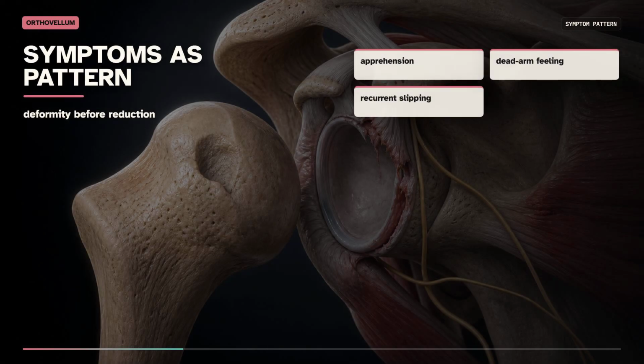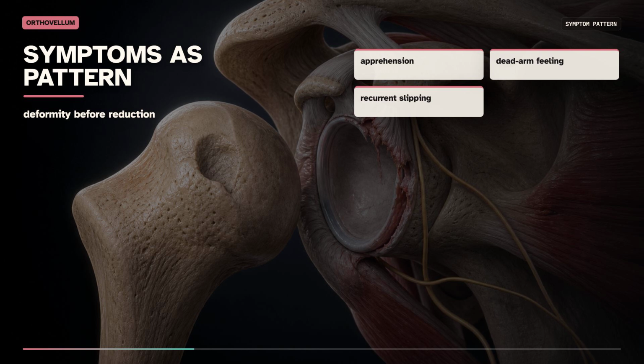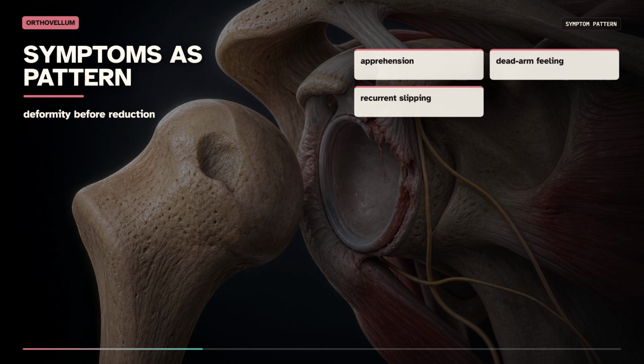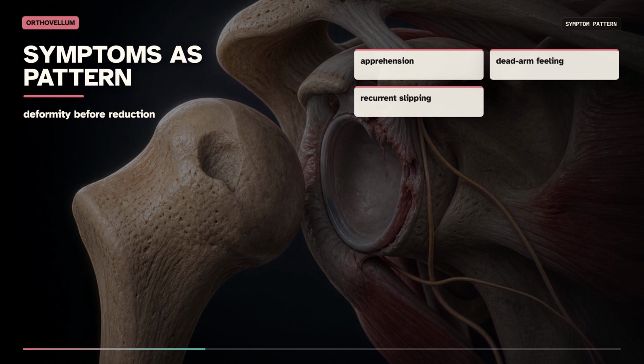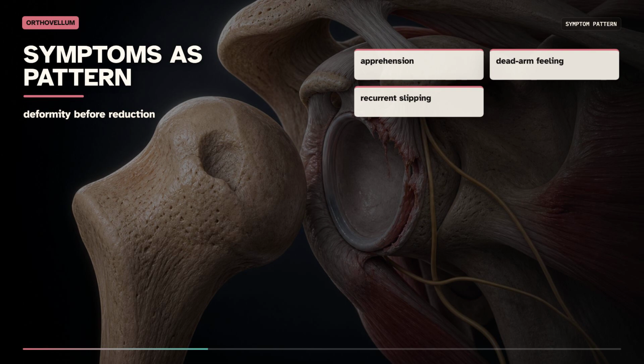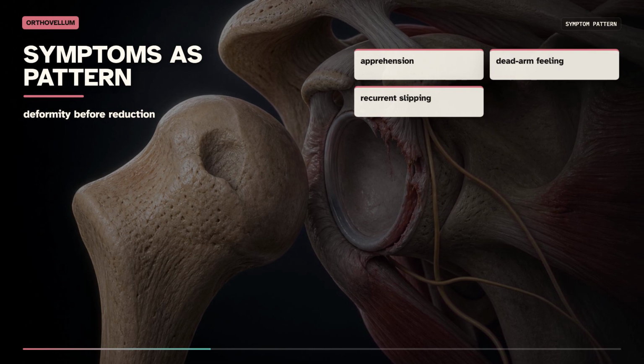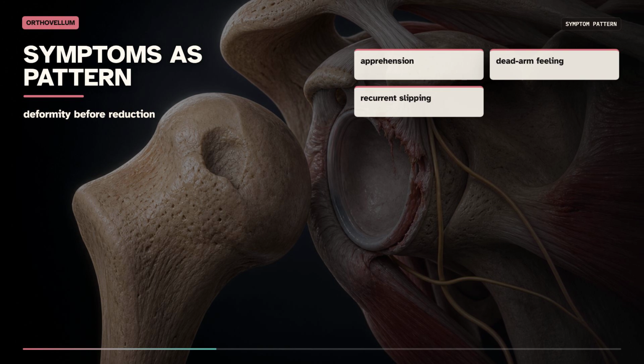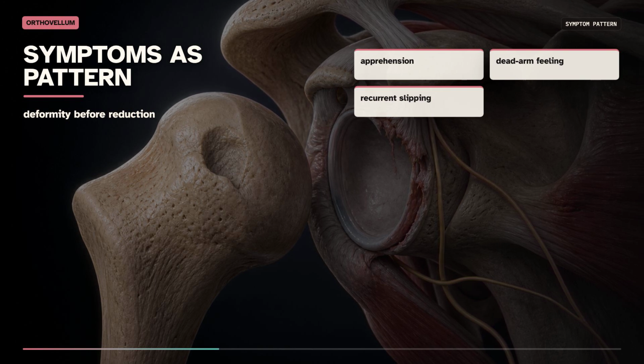The common symptoms cluster around deformity before reduction: apprehension, dead arm feeling, recurrent slipping. Symptoms matter most when they form a pattern. One symptom by itself can mislead. A cluster is much more useful. Listen for timing, load, swelling, night pain, mechanical symptoms, and whether the person is losing trust in the limb. Also listen for what the problem has taken away: sleep, walking, work, sport, independence, or confidence.